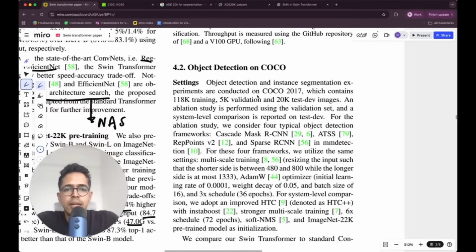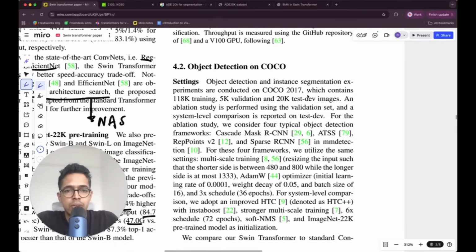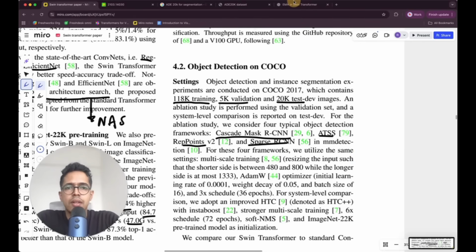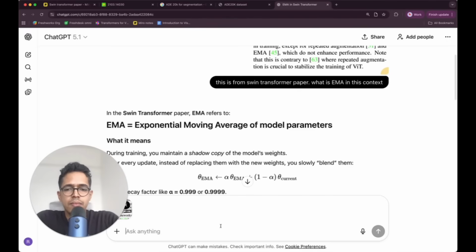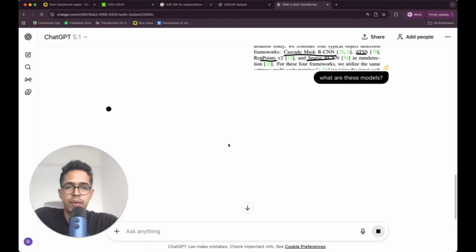Object detection and instance segmentation experiments are conducted on COCO 2017, which contains 118K training, 5K validation, and 20K test-dev images. An ablation study is performed using the validation set, and a system-level comparison is reported on test-dev. For the ablation study, we consider 4 typical object detection frameworks: Cascade Mask RCNN, ATSS, RepPoints V2, and Sparse RCNN. I know what RCNN is. I just want to see what the rest of the things are. What are these models? Models or frameworks?